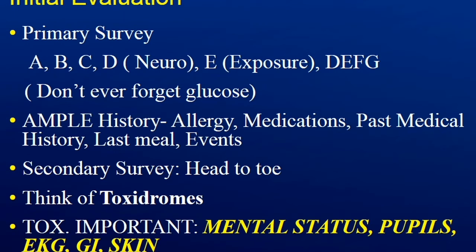And finally, think of toxidromes, what the manifestation of their signs and symptoms are that could actually guide you towards a certain kind of exposure that you may be taking care of. And to make it a lot clearer, in toxicology, the important systems that get affected are mental status, pupils, EKG, their GI symptoms, and skin.